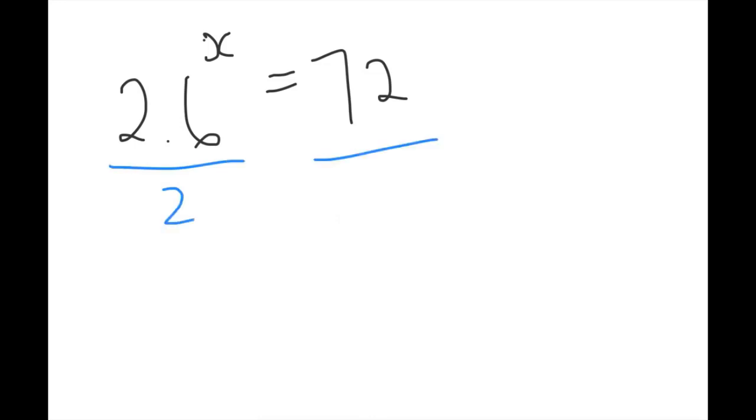2 times 6 to the power x equals 72. Now the same like we did the previous sum, let's remove the 2. So let's take this divided by 2. We have to take 72 divided by 2. Then the 2's cancel each other out. So we're only going to sit with 6 to the power x. And on the right we have 72.